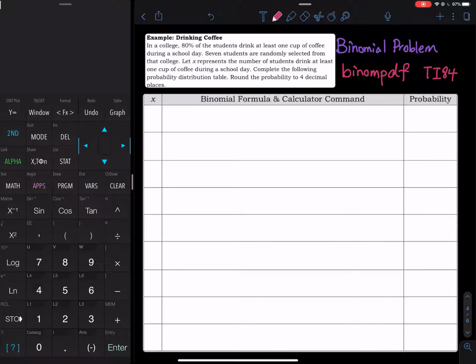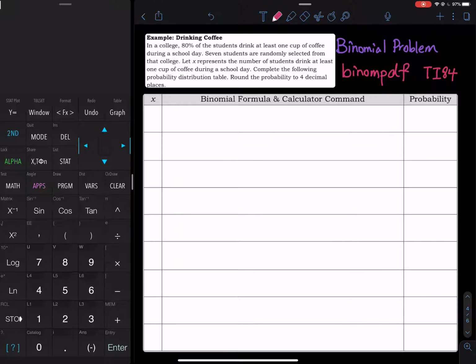In a college, 80% of students drink at least 1 cup of coffee during a school day. 7 students are randomly selected from that college. Let X represent the number of students who drink at least 1 cup of coffee during a school day. Complete the following distribution table. Round the probability to 4 decimal places.